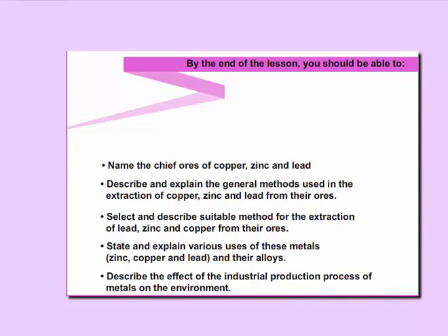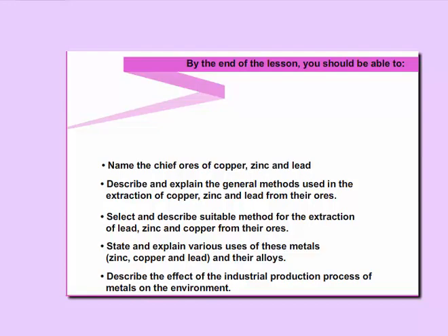describe and explain the general methods used in the extraction of copper, zinc, and lead from their ores, select and describe a suitable method for the extraction of lead, zinc, and copper from their ores, state and explain various uses of these metals, zinc, copper, and lead, and their alloys, and describe the effect of the industrial production process of metals on the environment.